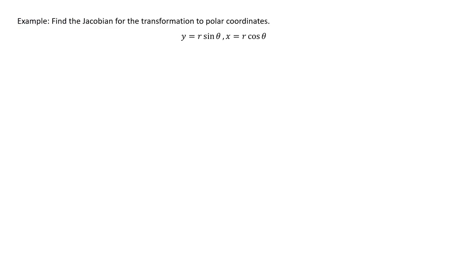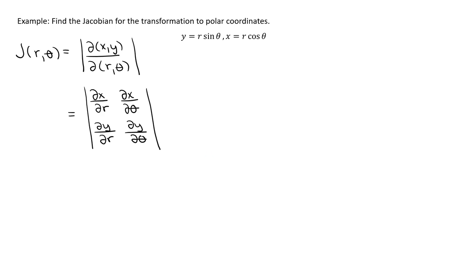For example, let's consider finding the Jacobian for our transformation to polar coordinates. Before I even start this problem, I want to point out that we have already learned that when you're writing an integral in polar coordinates, you can replace the dy dx with r dr d theta. So let's see what happens when we compute our Jacobian.